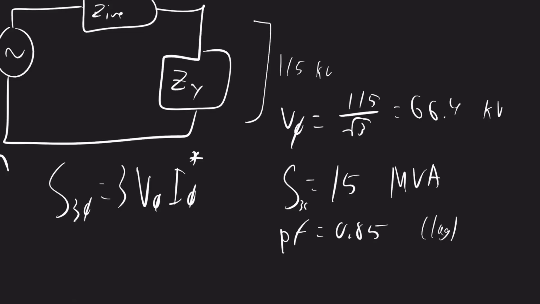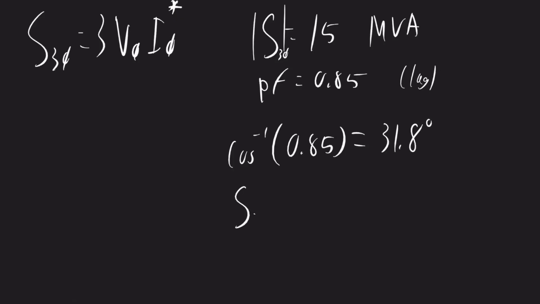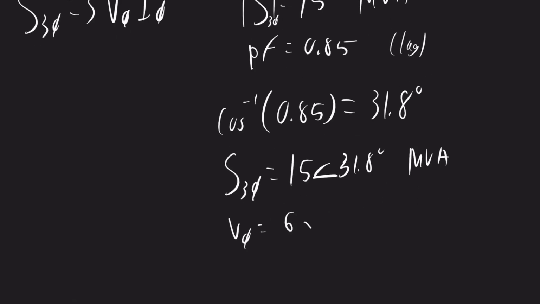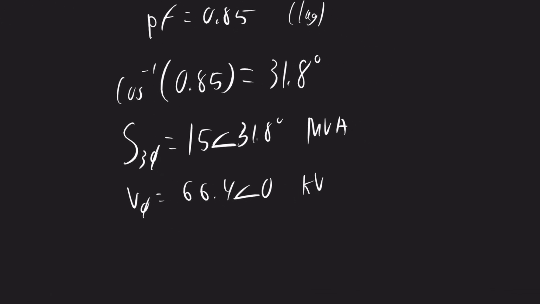We were only given the magnitude of the three-phase apparent power, so if we want the angle as well, we'll have to take cosine inverse of the power factor, which is 0.85, and that's going to give us 31.8 degrees. So S three-phase is going to be 15 at an angle of 31.8 degrees megavolt amps. V phase was 66.4, and we're just going to assume this is A, so at 0 degrees kilovolts.